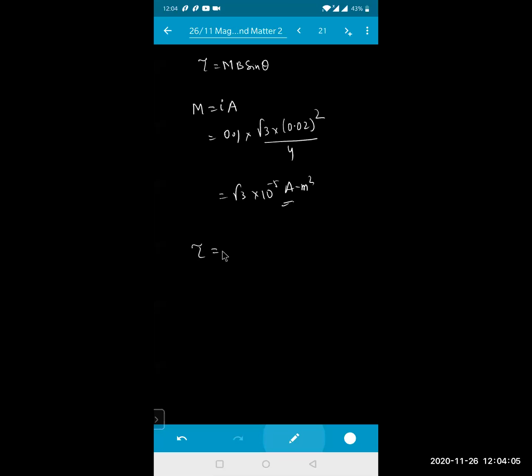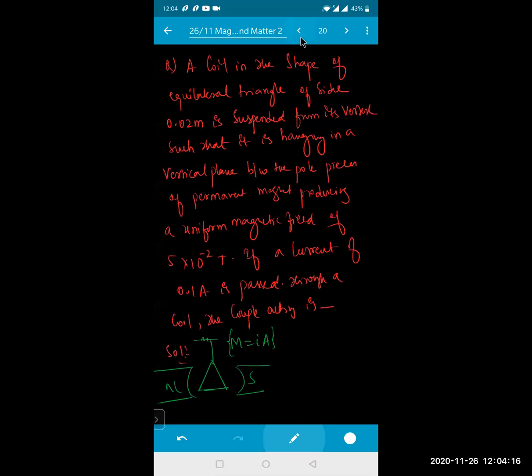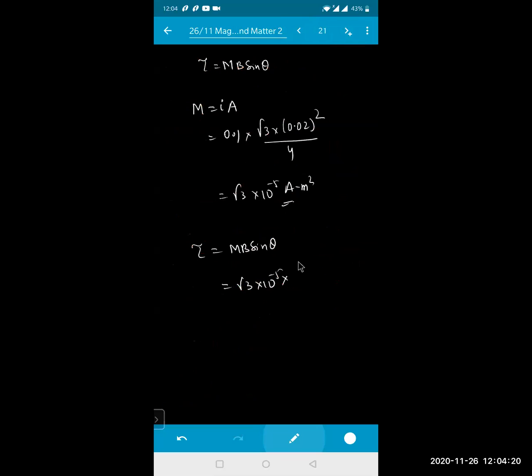So torque tau will be equal to M into B into sine theta. That is equal to root 3 into 10 to the power of minus 5. The magnetic field B value is given, 5 into 10 to the power of minus 2, into sine theta. Theta between M and B is not given, so I'm keeping that as it is. If the angle is given, substitute and simplify it, and you'll get the answer. Okay now?